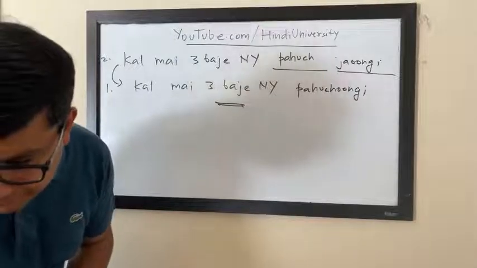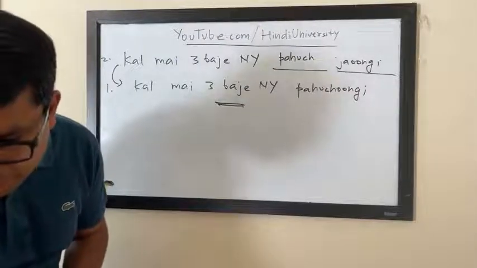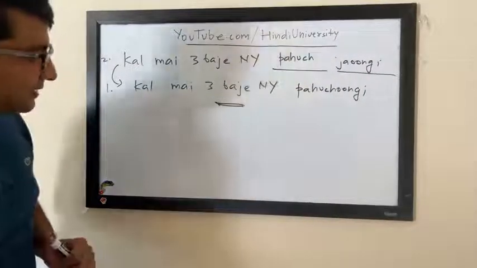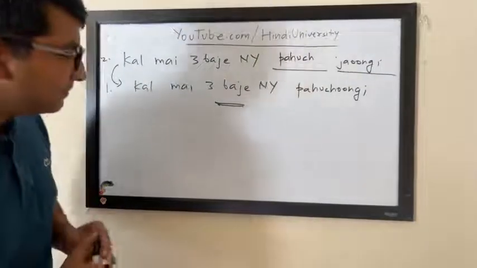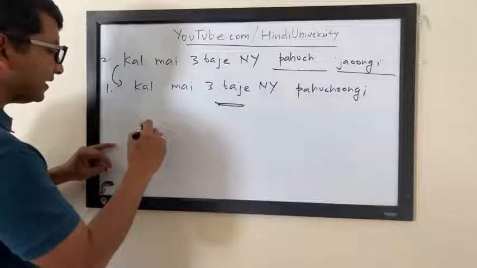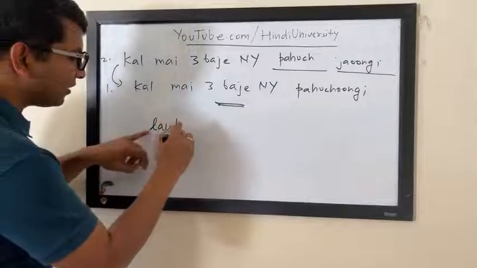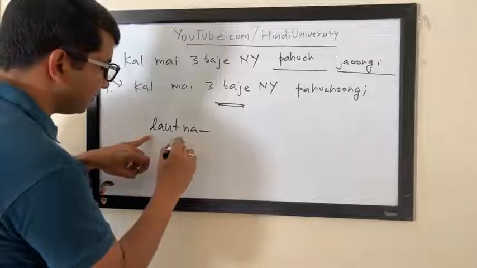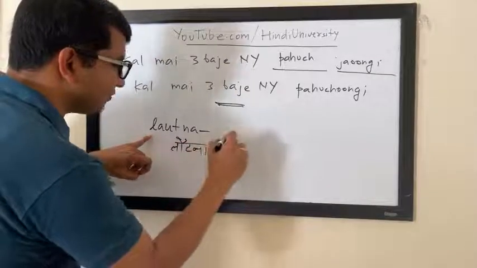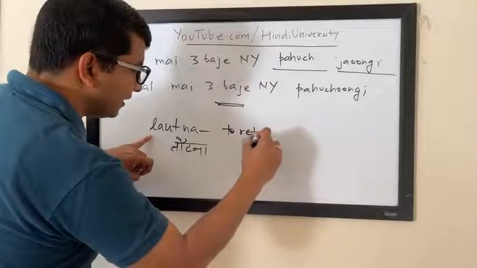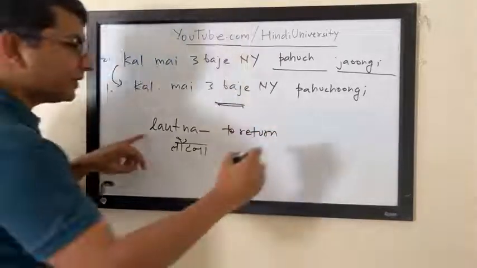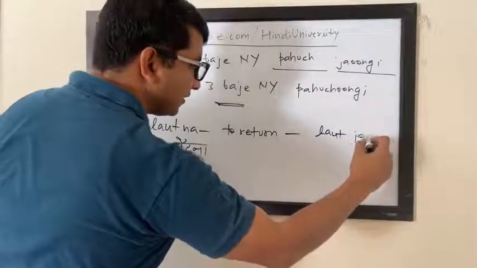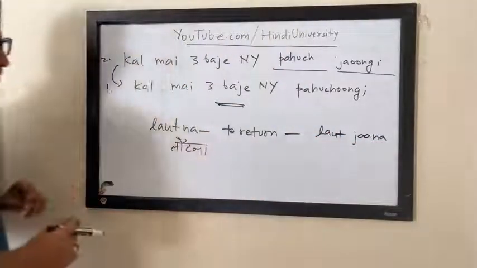Let's say, who would like to go first? Give an example of an intransitive verb. Risha ji? Lotna. Okay. So the verb here is lotna. What is lotna? To return, to come back. Okay. And when you use it with JAANA, it becomes? Laut jana. Very good. Awesome.